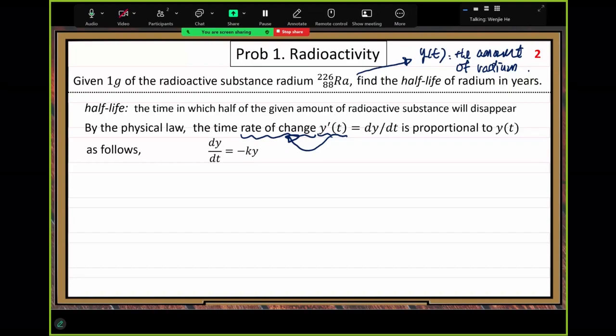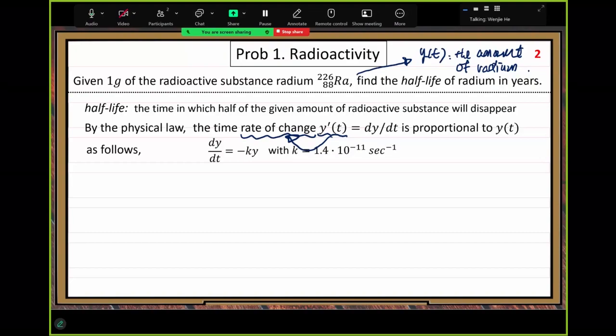For radioactivity, this type of question follows this equation. That's by physical law. So the physical law is given; we just use the existing physical law. We do not need to discover it. For this class, we never need to discover any physical law. We just use the existing physical laws. So this is the first physical law for this class.